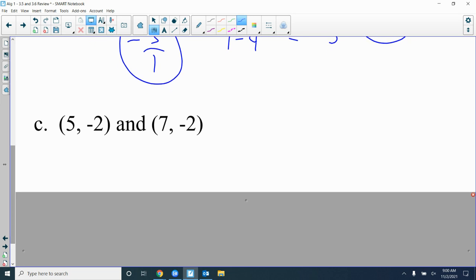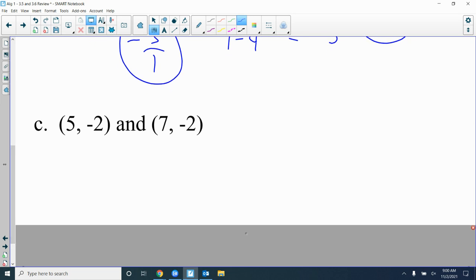Keep going, Mr. Parker. Guys, you remember what I told you yesterday? If I have the x's or y's as the same number, what did I tell you? Do you guys remember? It's either going to be horizontal or vertical. It's either going to be undefined or 0.